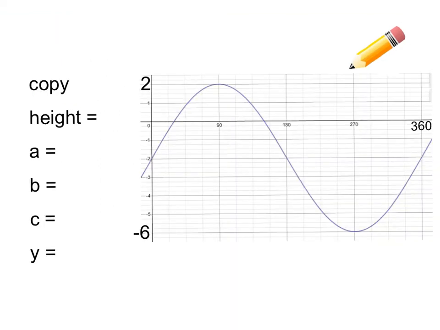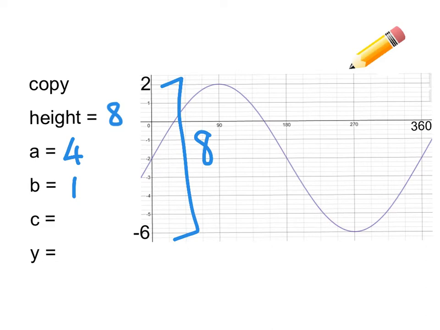So example 1. The height of this graph is from 2 to -6. So how far is it from 2 down to -6? That's a height of 8. So it's bringing in some first year integer work here. Half of 8 is 4. So the A value of the graph is 4. There is only one complete wave here between 0 and 360, so B is 1.